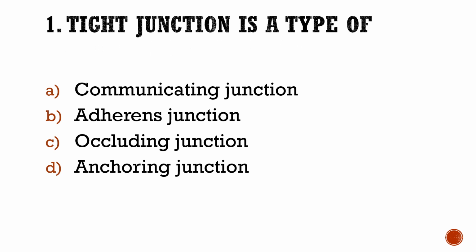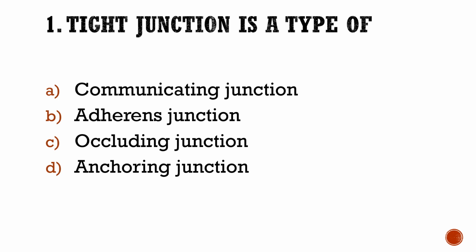So we'll move on to the multiple choice question area. Tight junction is a type of: communicating junction, adherent junction, occluding junction, anchoring junction. I know you know the answer. The tight junction is an occluding junction.